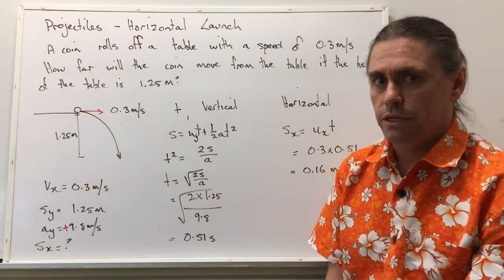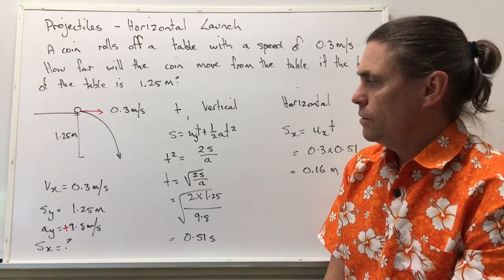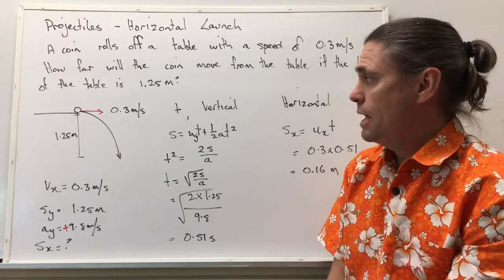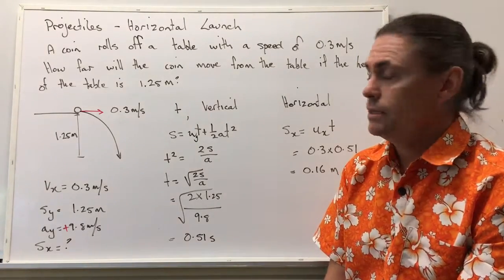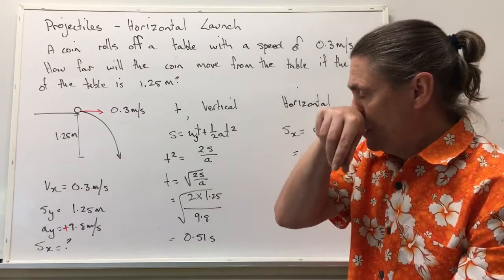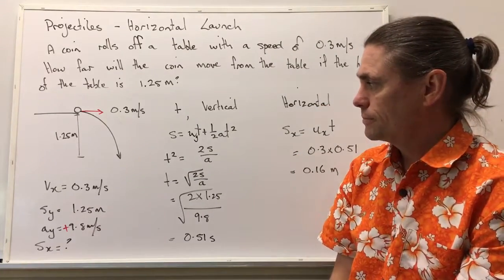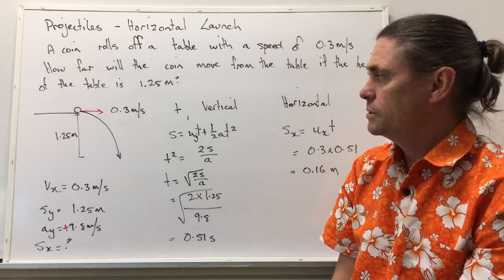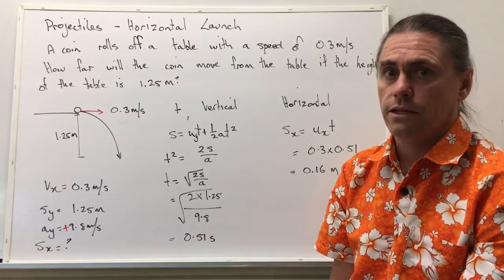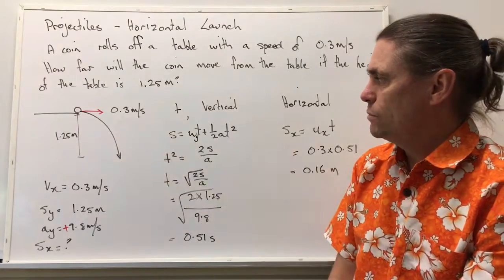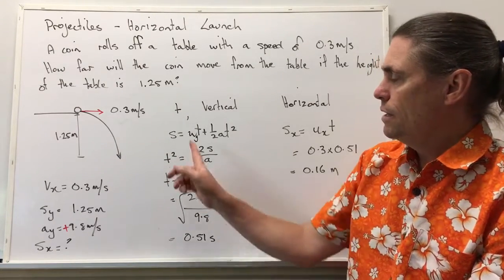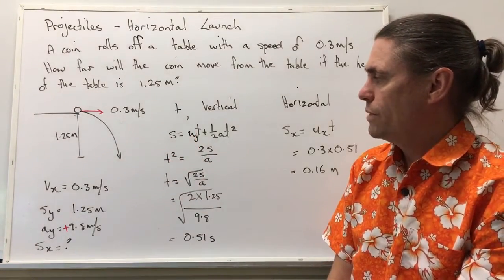Now to do this, we need to go through two parts. And we should always remember that the time that the object is in flight is always determined in the vertical direction. So the first thing we need to do in order to calculate our total displacement in the x direction is calculate the time aloft. To do that, we use our equation s equals ut plus a half at squared. We're just doing it in the y direction.